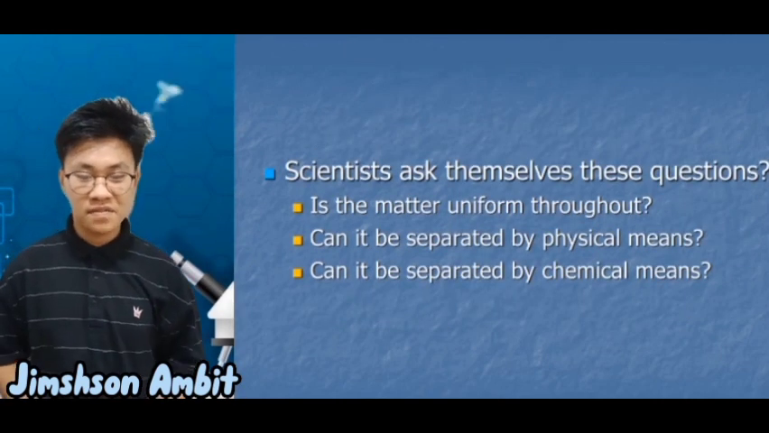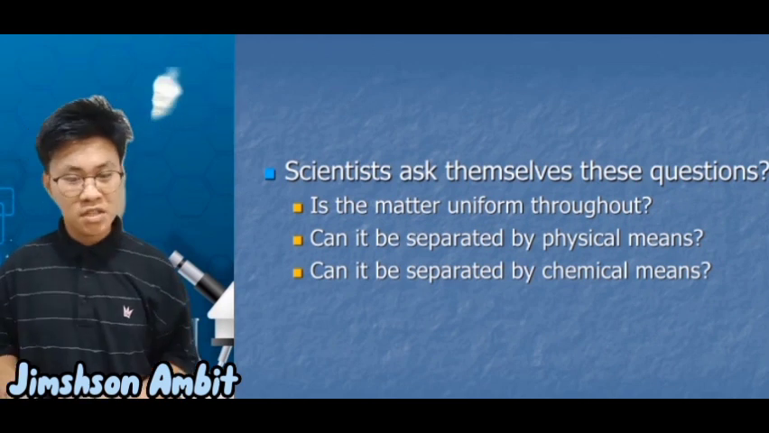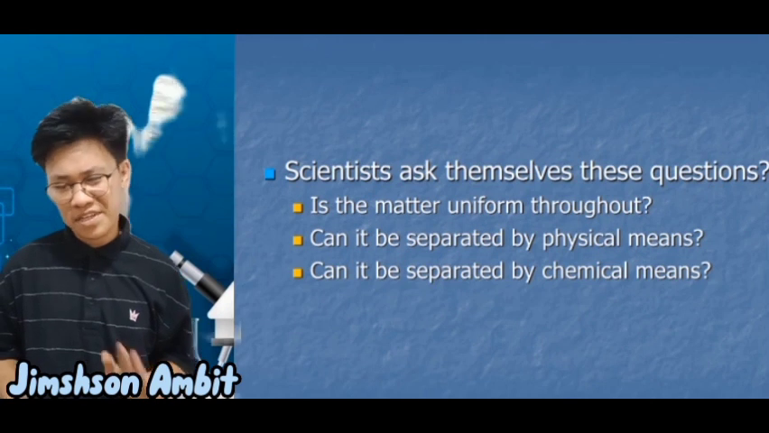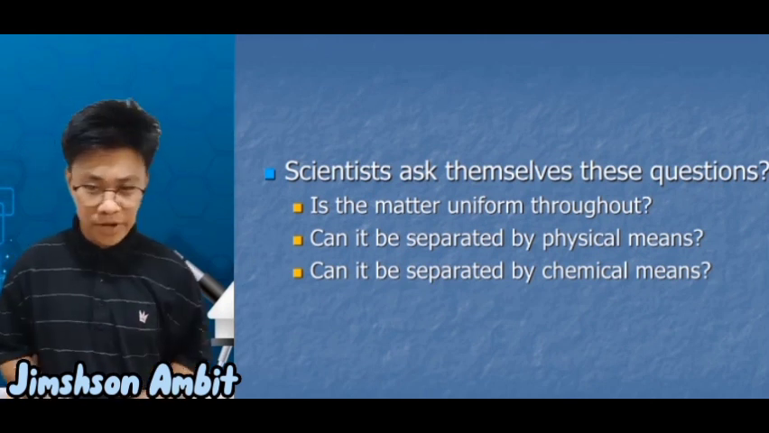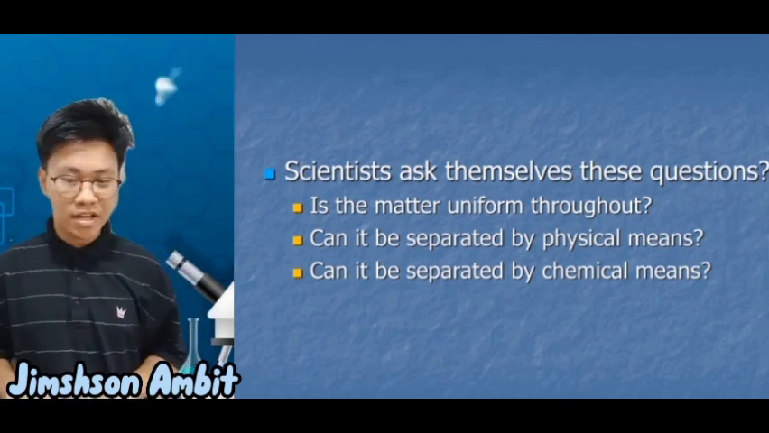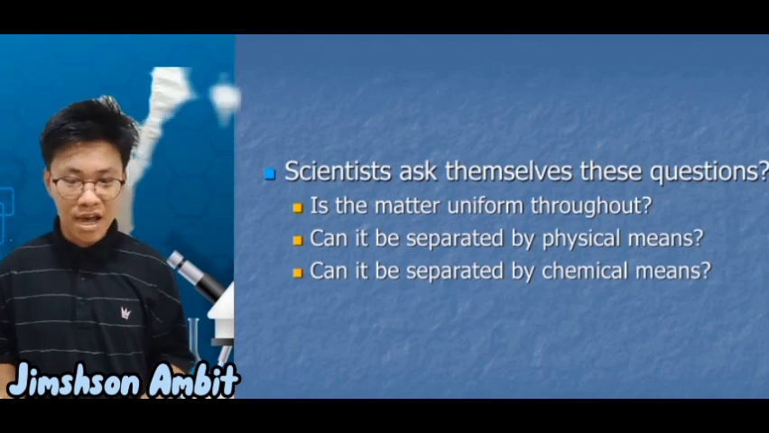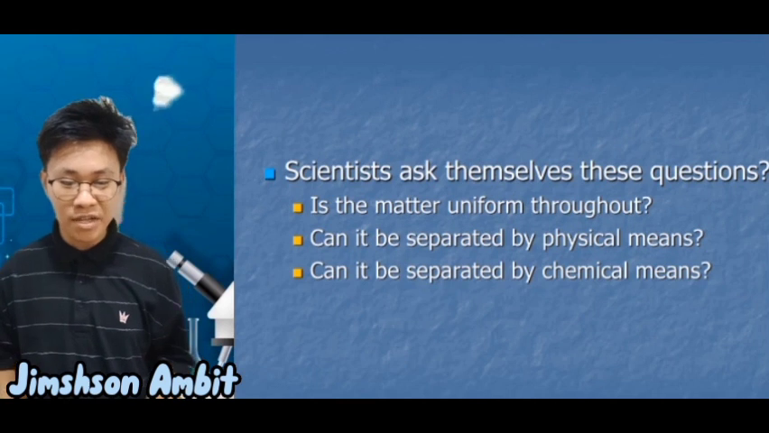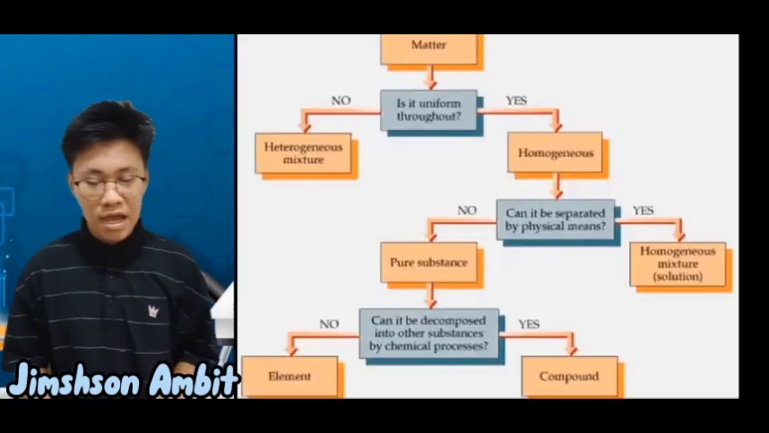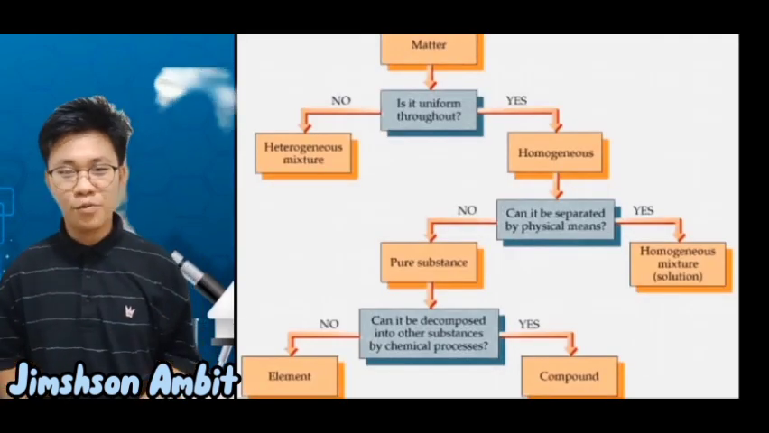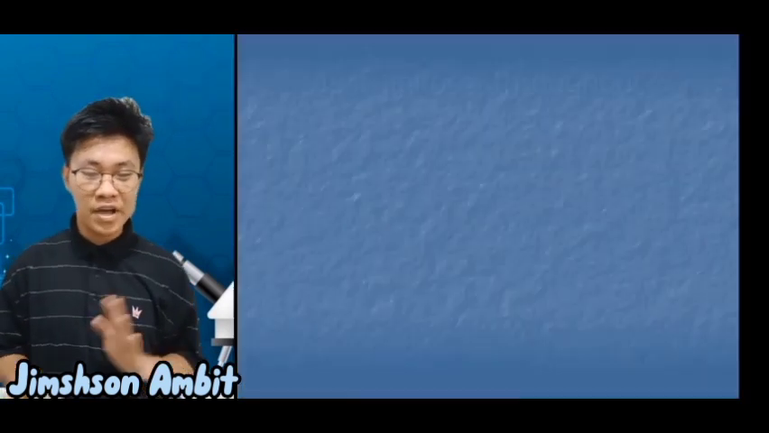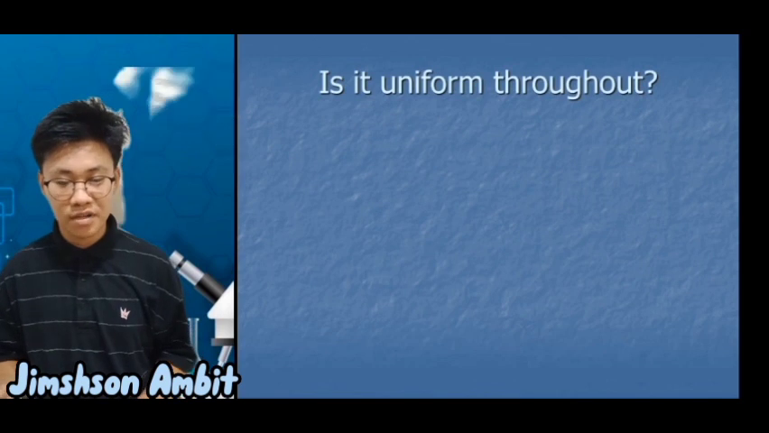Scientists ask themselves these questions. Is the matter uniform throughout? Can it be separated by physical means? Can it be separated by chemical means? These questions are asked in order to classify matter properly. So let's answer those questions one by one. Let's start with the first question. Is the matter uniform throughout?